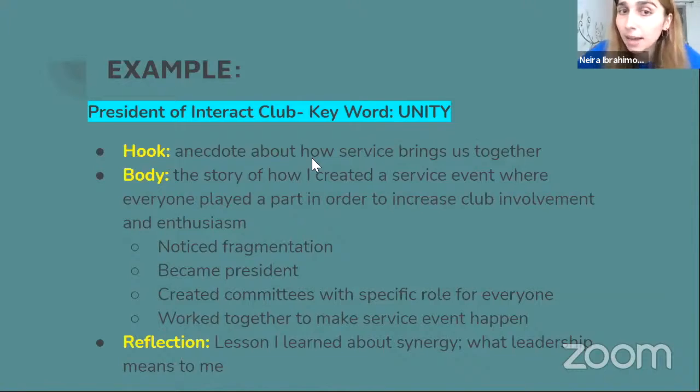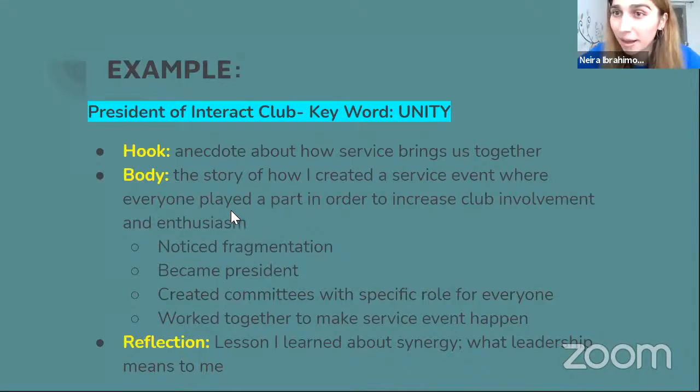Hook. I want to talk about an anecdote about how service brings us together. Instead of just opening up with the event itself, let me start off with a little story, because stories are, I think, one of the best ways to hook readers in college apps, because it makes it much more personal. Body. The story of how I created a service event where everyone played a part in order to increase club involvement and enthusiasm. So this is the general summary of what I want to talk about in this essay.